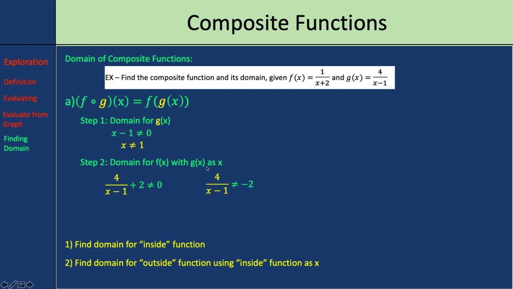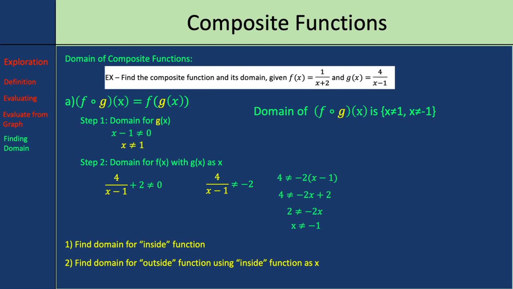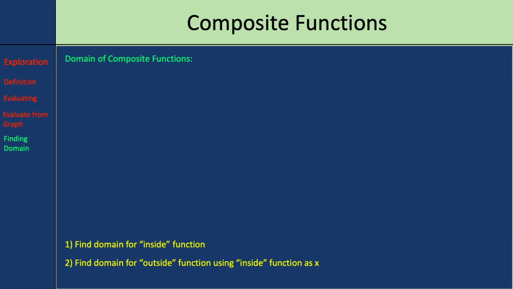Okay? And then I solve for that, I subtract 2 from both sides. 4 over x minus 1 does not equal negative 2. Multiply x minus 1 on both sides. Now 4 does not equal negative 2 times x minus 1. Distribute that. Solve for it. And I get x not equal to 1. And so that's my domain. I have x not equal to 1, x not equal to negative 1.